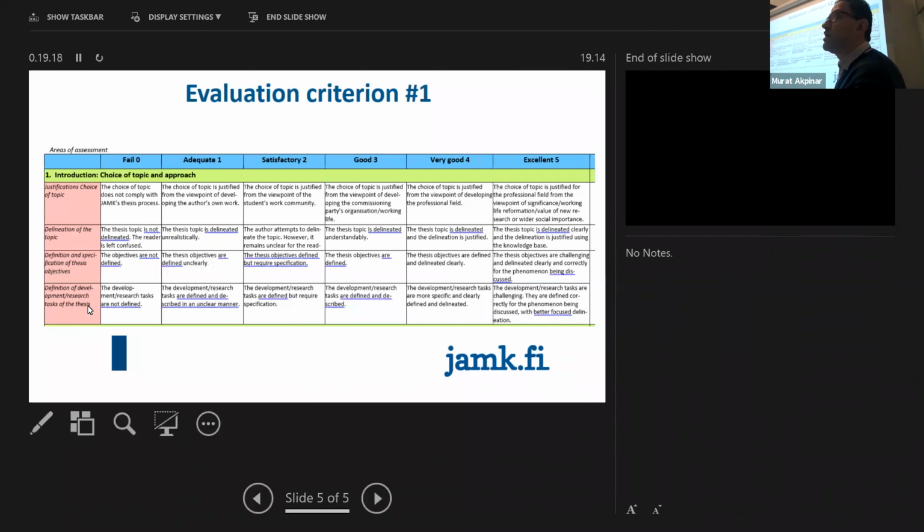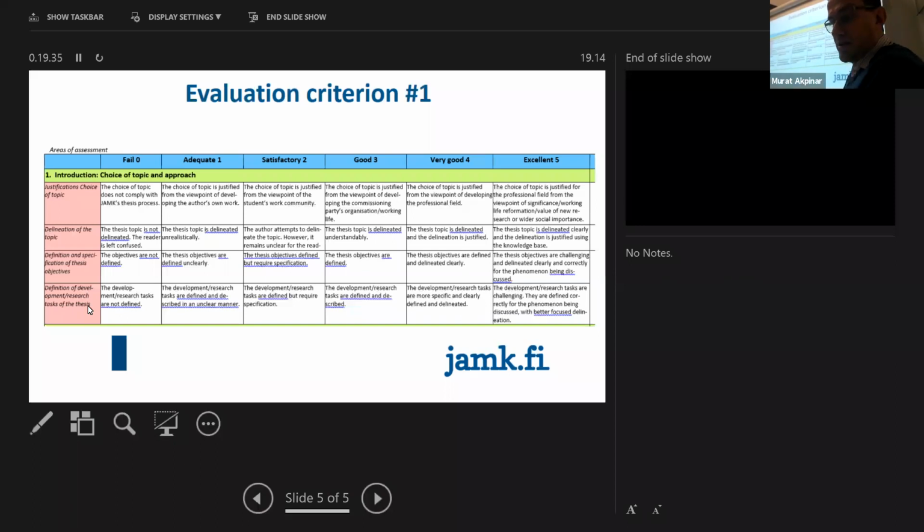No. Outline of the thesis is the headlines of the chapters. There are very good examples. We will go through some of them soon, how you can do that.